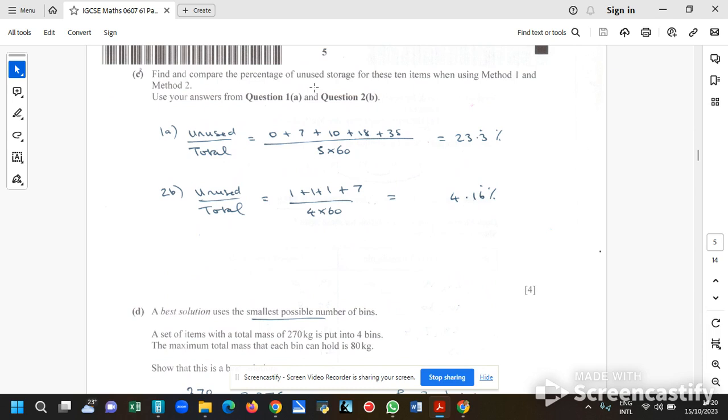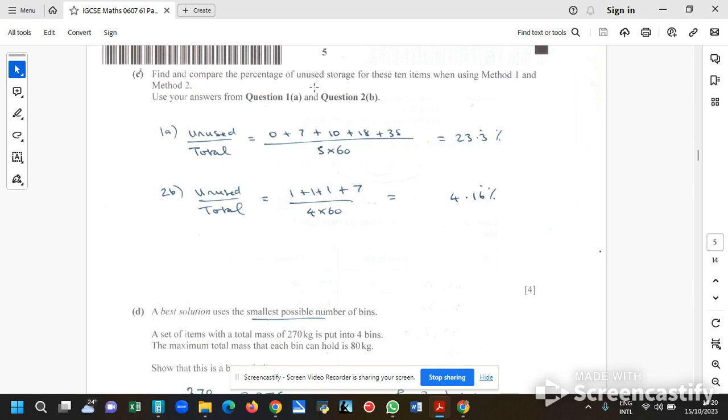You're then asked what is the percentage of unused capacity in each of the bins. In part 1A, we had 5 bins with a capacity of 60, and the unused masses were 0, 7, 10, 18, and 35. So there's your calculation, 23.3%, quite a lot.